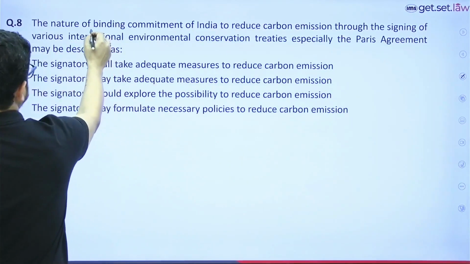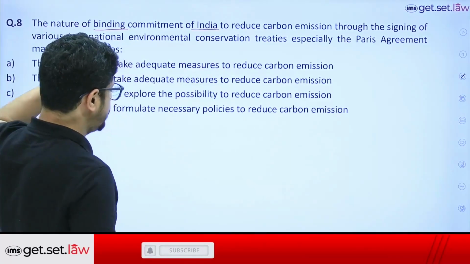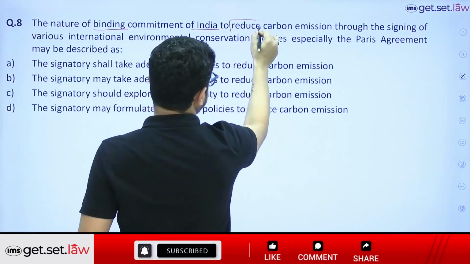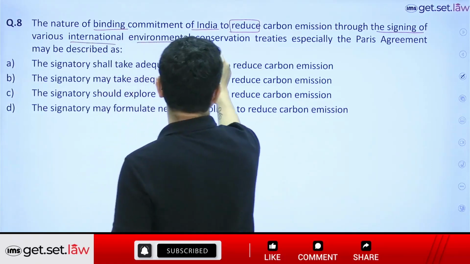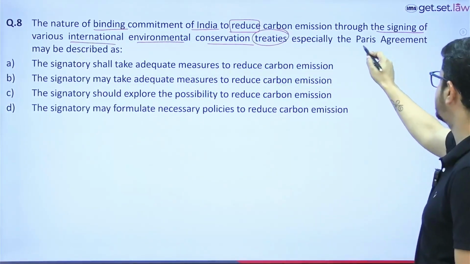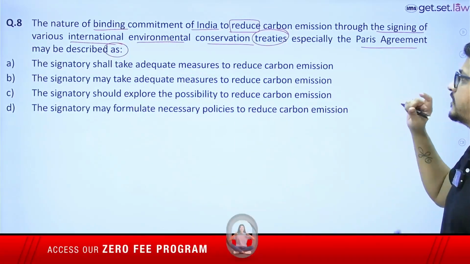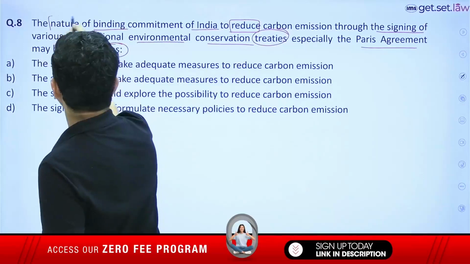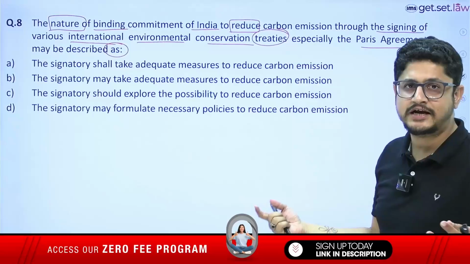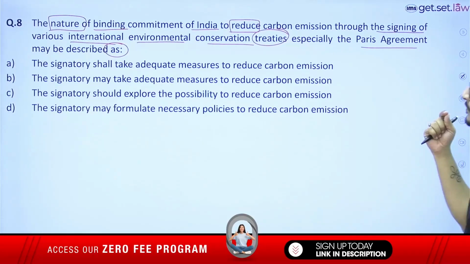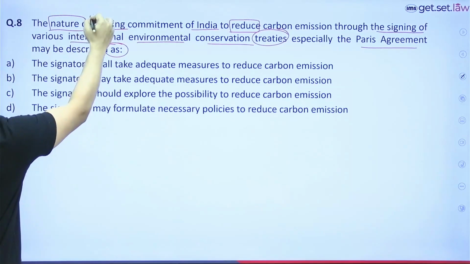It says the nature of binding commitment of India. Now what they are saying is that whatever India has been doing, what is their binding commitment, is to reduce carbon emission through signing of the various international environmental conservation treaties like the Paris Agreement, especially the Paris Agreement, which has been described as what? Now they are putting up a question: what is the nature of this binding commitment of India? What is exactly there? Why has India become a signatory to this? What is the objective? What is the purpose? So the signatory shall take, so what the signatory is saying, what is the nature of this binding commitment?